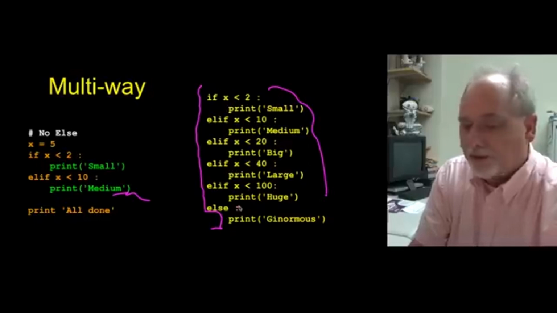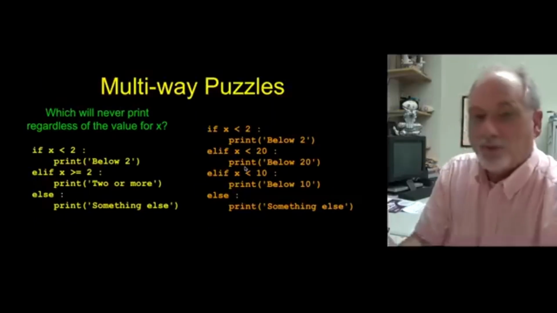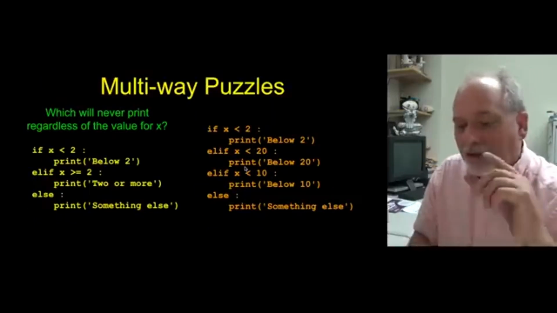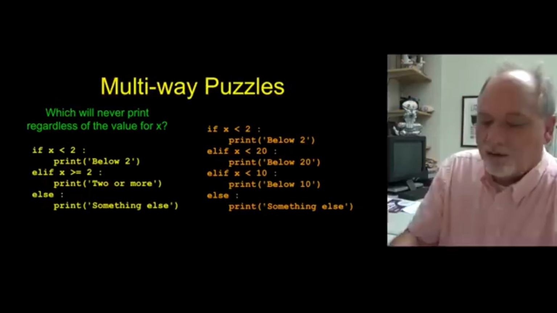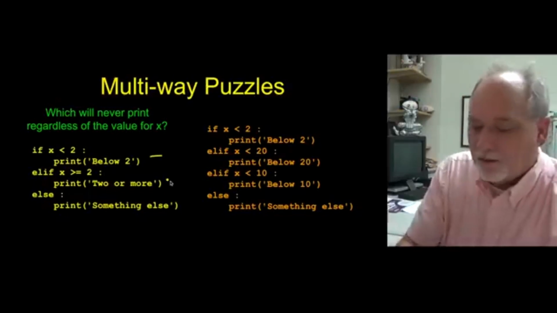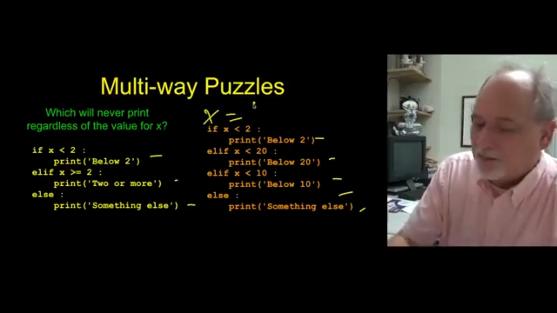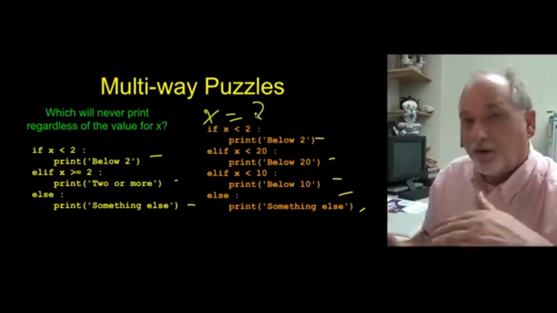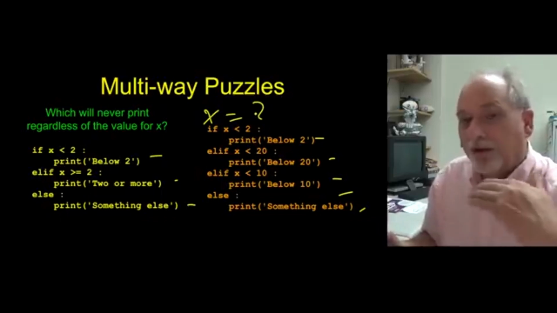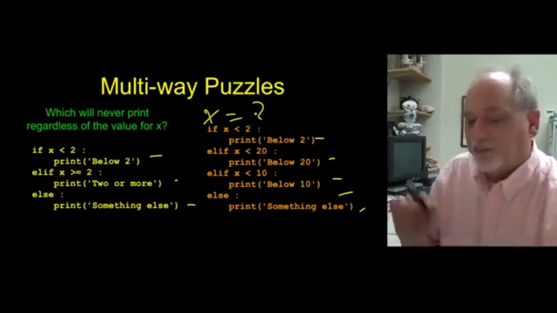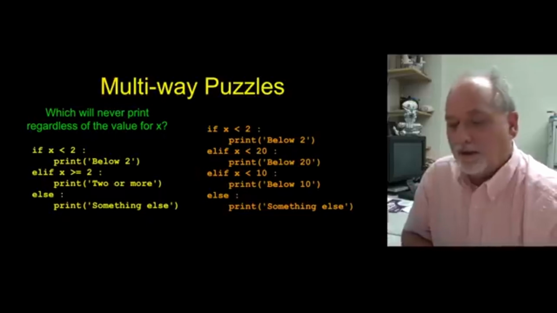So I've got a couple little things. I'll let you pause right now and look at 3 or 4 lines of code, x equals something. The question is, are there lines of code that will never execute regardless of the value for x? I'll let you pause and think about it, and then I'll explain it to you.